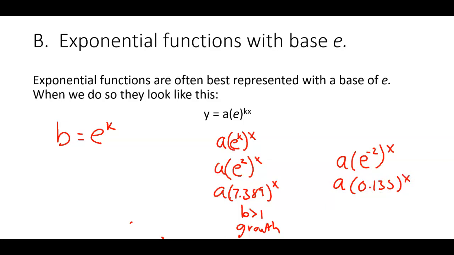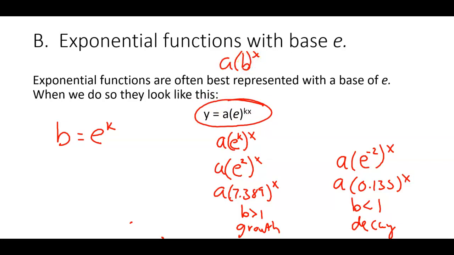Notice that my b value now is less than 1, which means that we have decay. Okay, so what kind of conclusion can we come to from this? Whenever it's written this way instead of this way, what kind of conclusion do we come to?